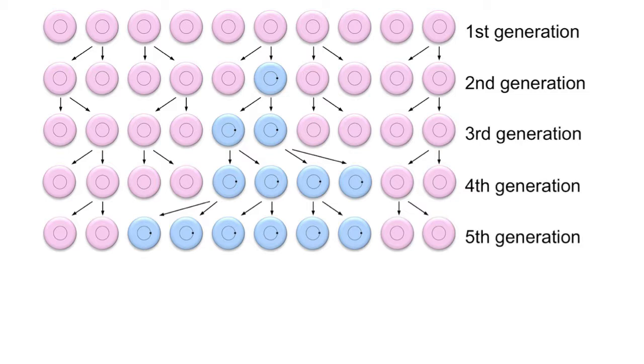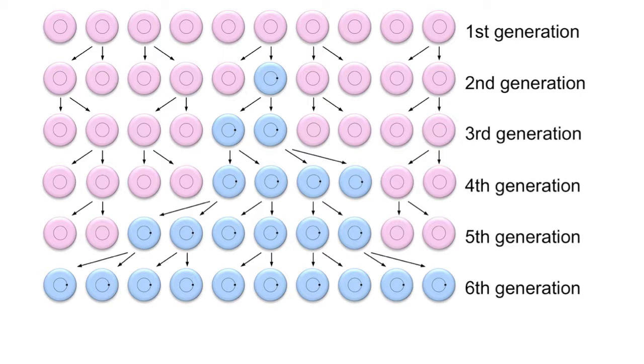Or it could happen that at some point in time, all the individuals of that population are blue, as shown in the 6th generation in this graphic. So the population has evolved from having only pink individuals to having only blue organisms. That makes the evolution even more obvious. A pink population became a blue population.